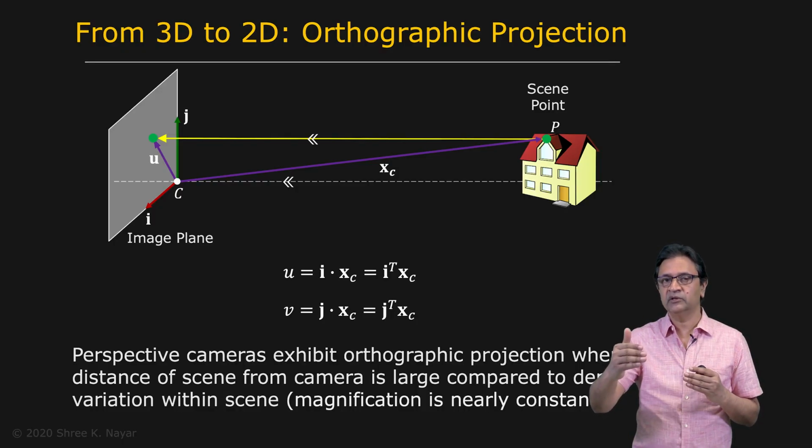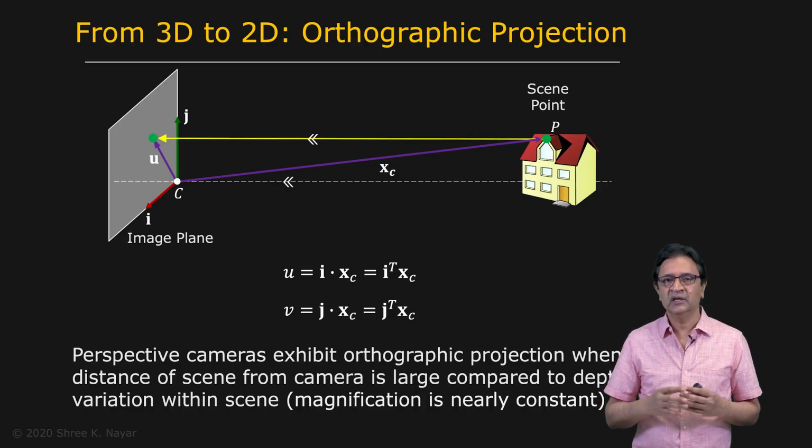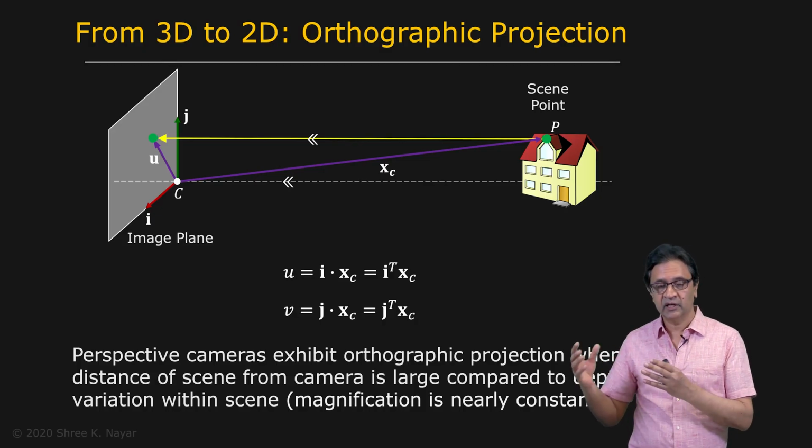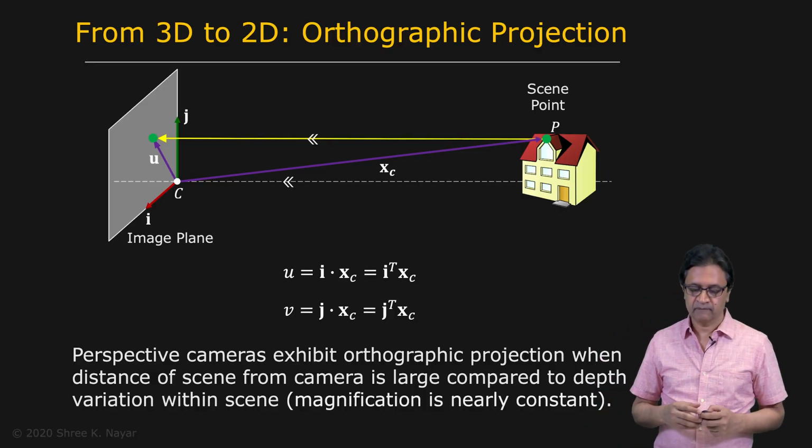Now once again, perspective cameras can be approximated as orthographic cameras when the distance of the scene is great compared to the variation of depths within the scene itself. That is, we can assume that the magnification of all points in the scene is the same, and in fact doesn't even vary from one frame to the next as the camera moves through space. So that's the domain that we are in.